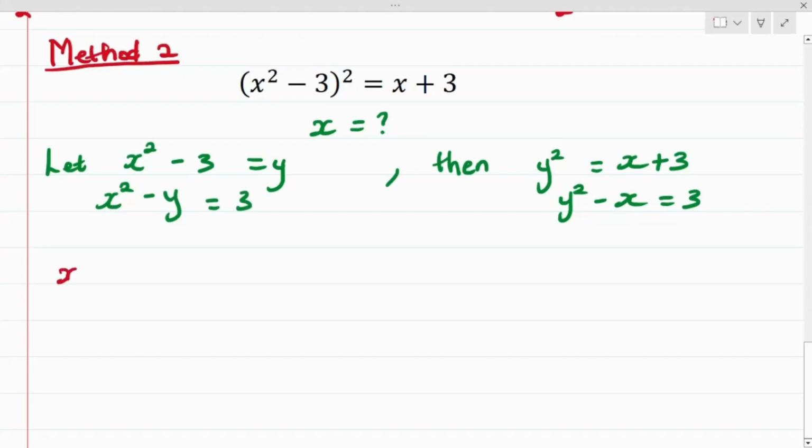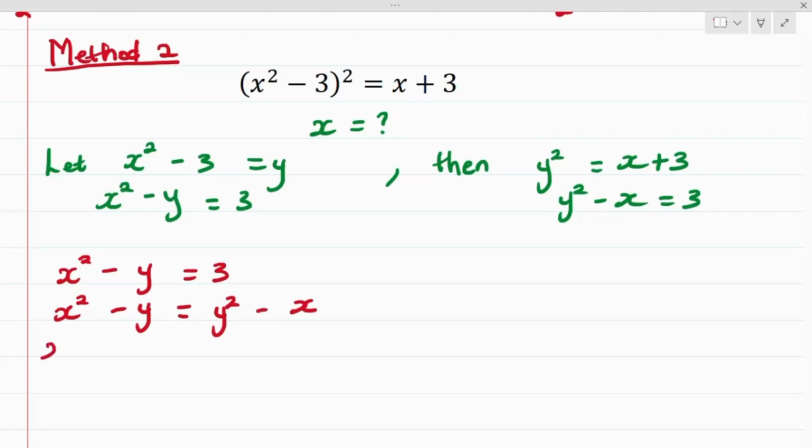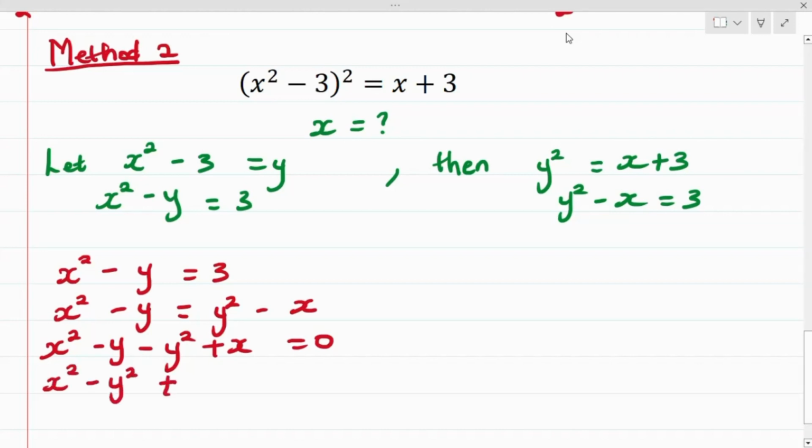That is, we have x squared minus y is equals to 3. So on comparing, we know that x squared minus y is equals to 3, right? So here becomes x squared minus y is equals to y squared minus x. In place of 3, we are going to put y squared minus what? X. Let's simply rearrange and set to 0. So we have x squared minus y squared plus x minus y is equals to 0. So rearranging this, we have this to be x squared minus y squared plus x minus y, and this is equals to what?